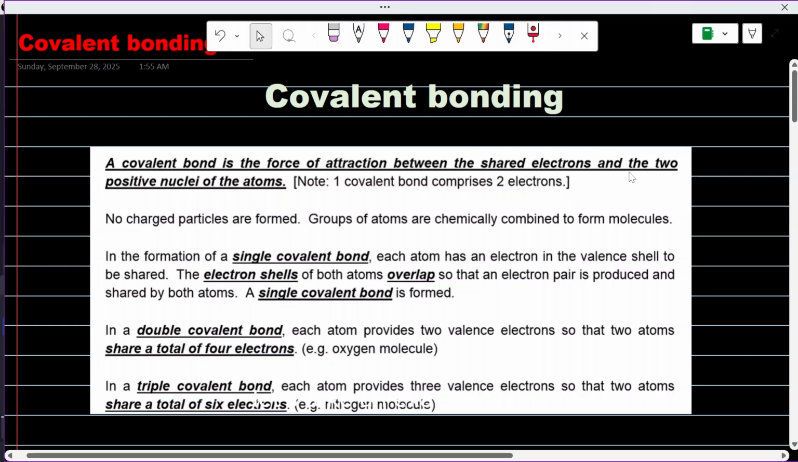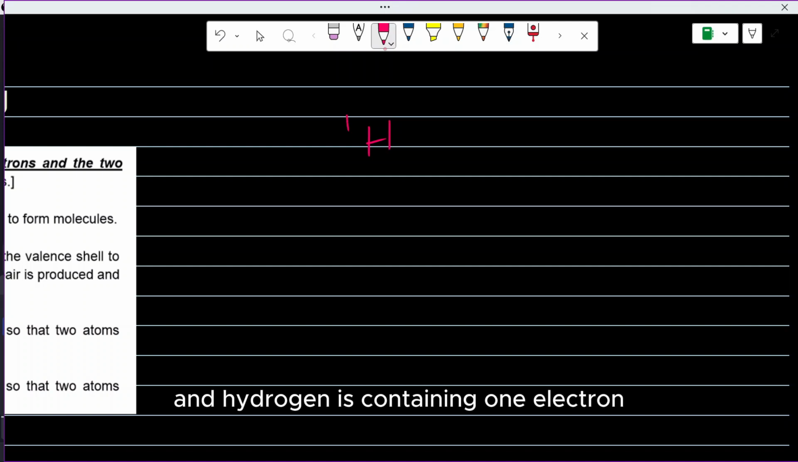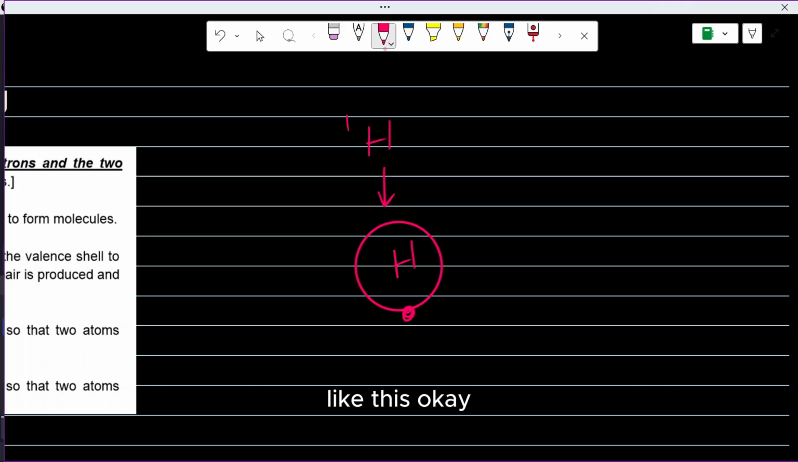Let's take an example here. Let's take an example like we have a covalent bond between two atoms of hydrogen. So imagine we have one hydrogen atom, and hydrogen contains one electron. So I'm going to draw its structure like this: hydrogen with one electron in the outermost shell. Okay, so it needs to stabilize its structure and it will be sharing an electron with the neighboring hydrogen atom.